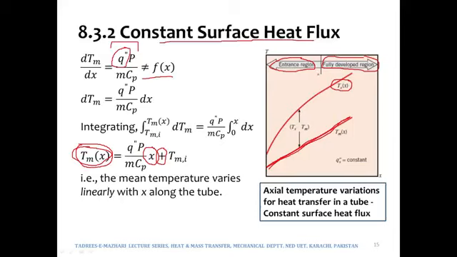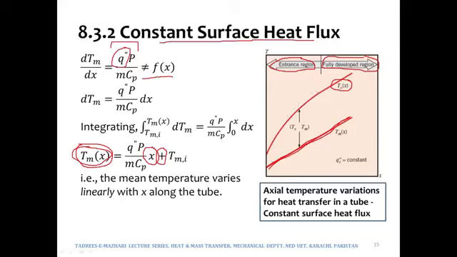So over here you can see that Ts increases in the entrance region if it is gaining heat from the fluid. So if T infinity is greater than Ts, then Ts would be increasing, right? Or it may be the other way around.